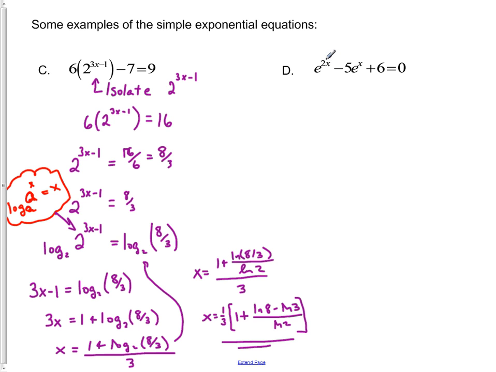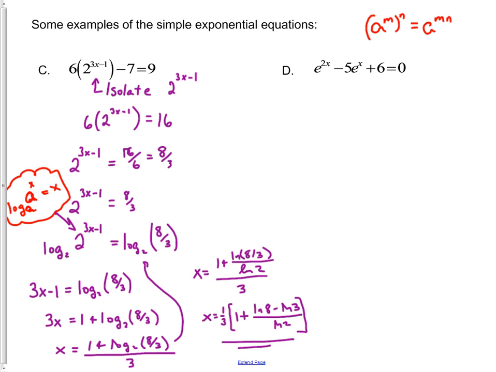e to the 2x, that exponent is way different than e to the x. I have to do something else. Now, it may or may not strike you that this is a very familiar sort of arrangement. If it doesn't strike you, recall that we have this property with exponents that says a raised to the m raised to the nth power is really the same thing as the product of those exponents, a to the m times n.